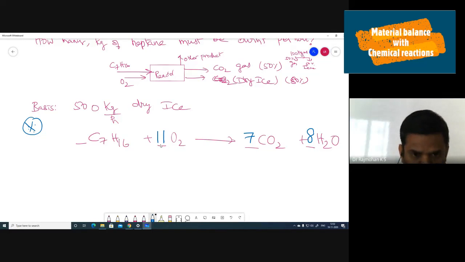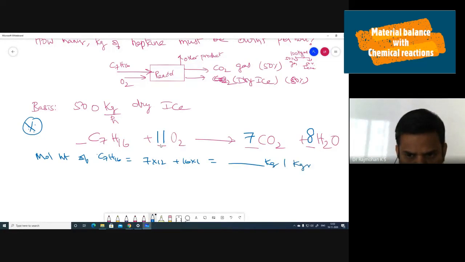First you write the molecular weights of all these things. As I said, the second step is to determine the molecular weights. What is the molecular weight of C7H16? 7 into 12 plus 16 into 1, that is 100 kg per kg mole. What is the molecular weight of CO2? 44.